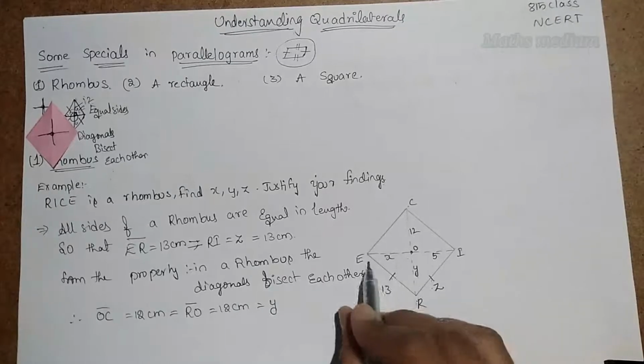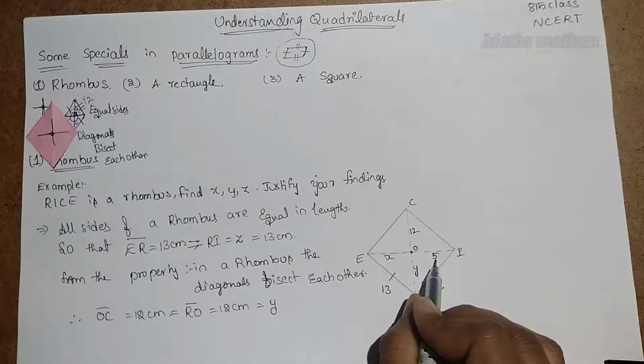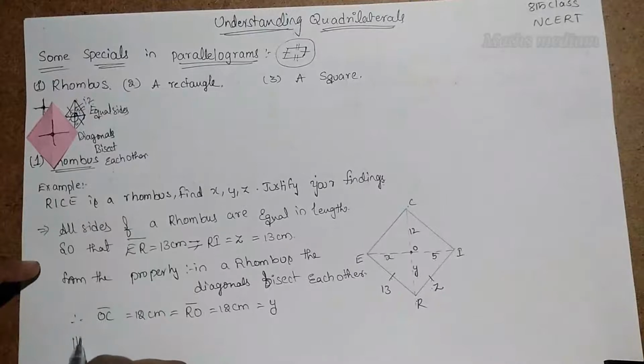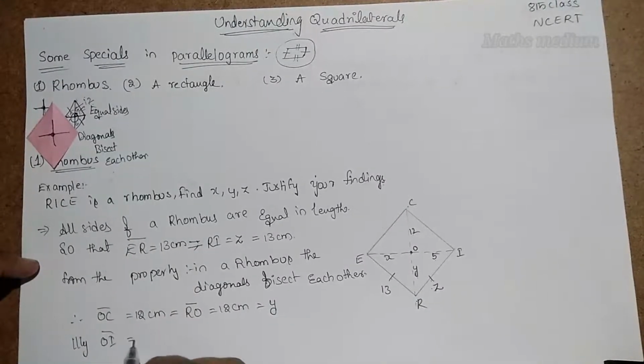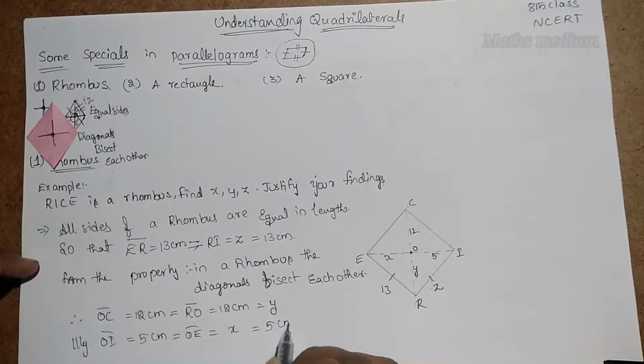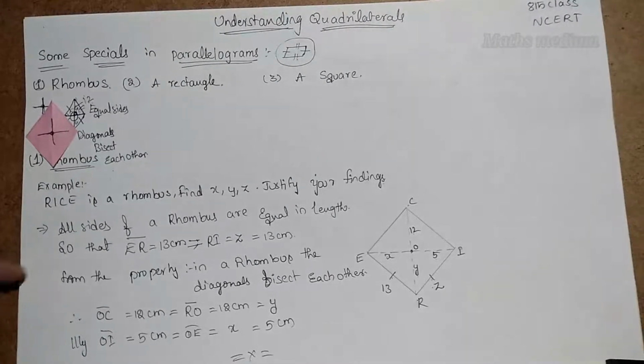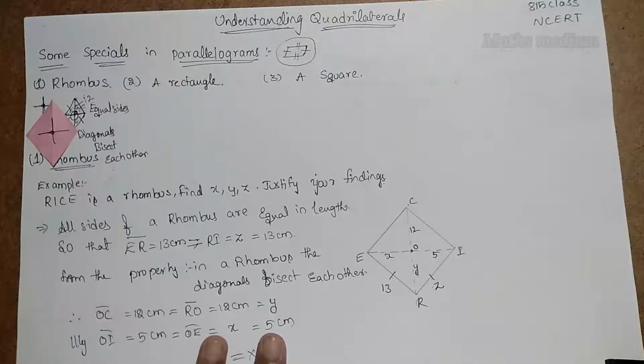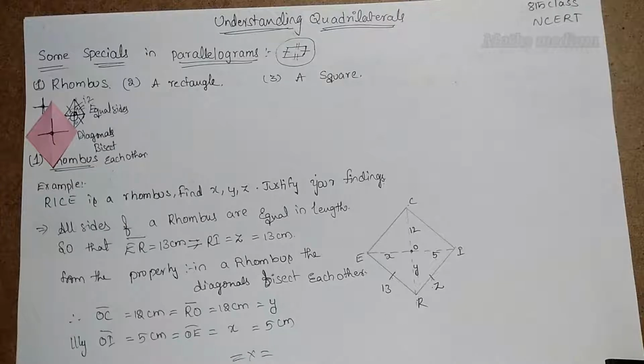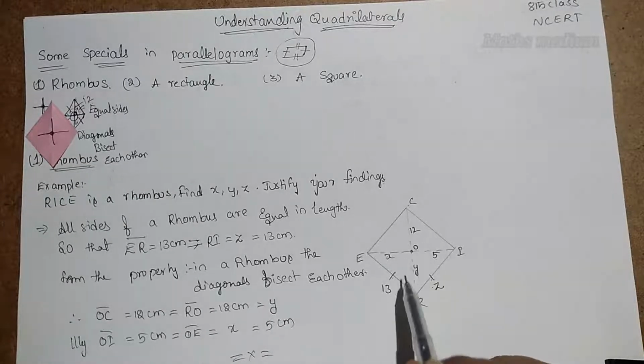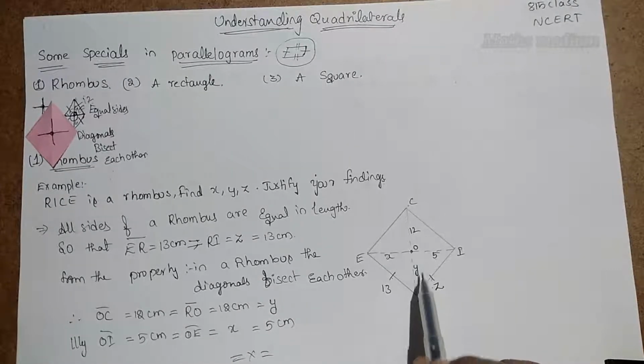Similarly, OI is equal to 5 centimeters and obviously OE, that is equal to x, is 5 centimeters. See here, by comparing this introduction to this picture, we get the answer easily. So in a rhombus, we have all sides equal with bisecting diagonals.